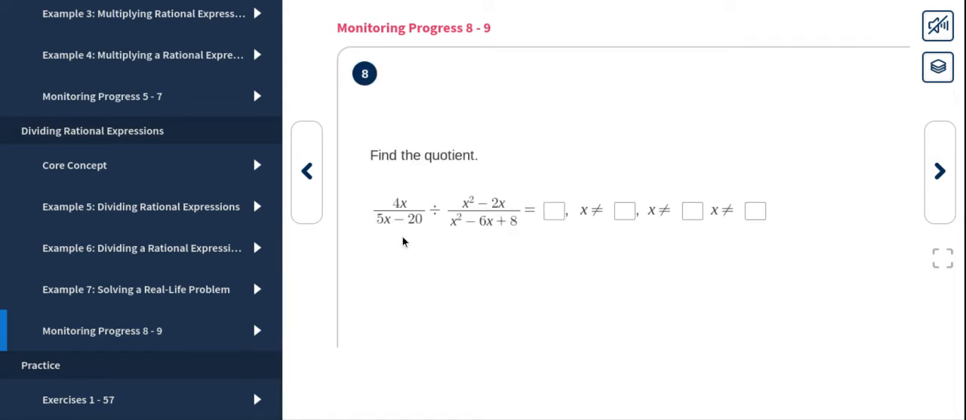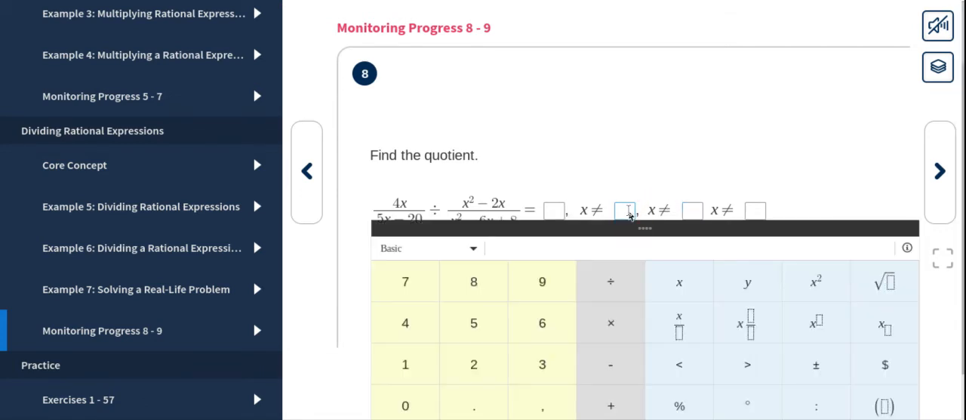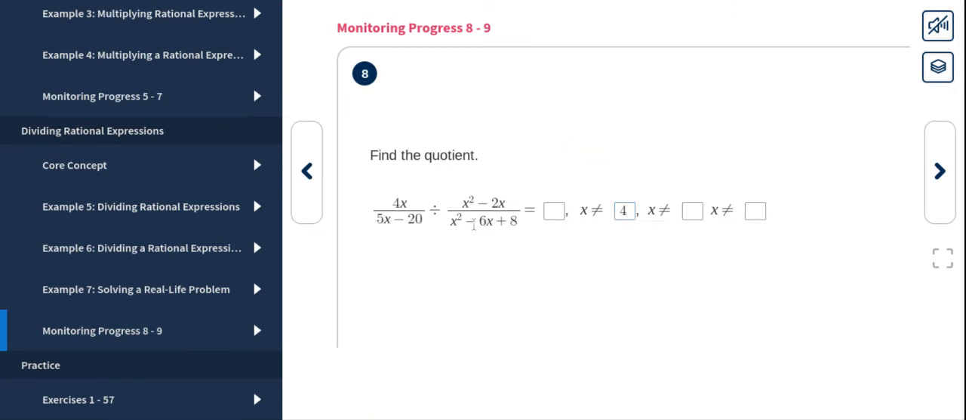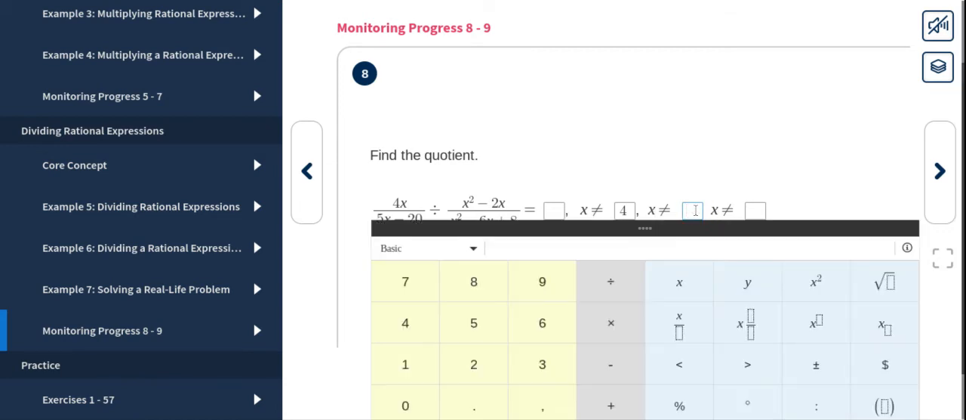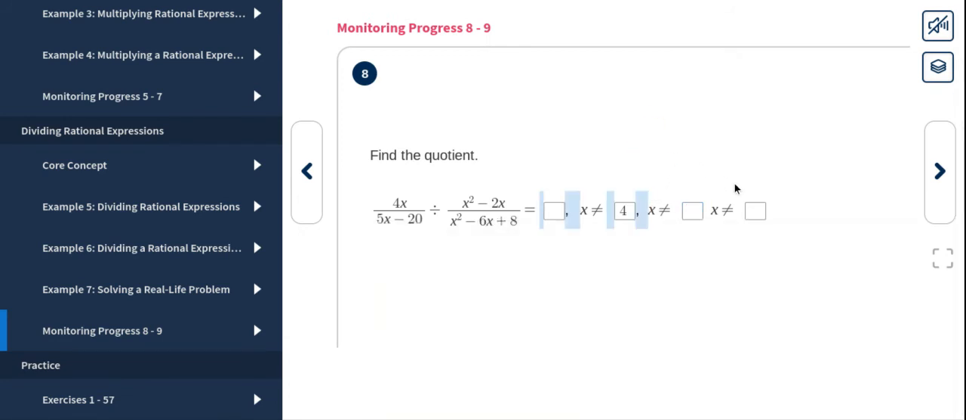Woo! X cannot be 4. So that's what these are going to be. And x cannot be. Ooh, we need to factor this. What multiplies to 8 but adds up to -6, -2, and -4. So x can also not. Well, x cannot be 4 again. Uh-oh. That's not good for us.